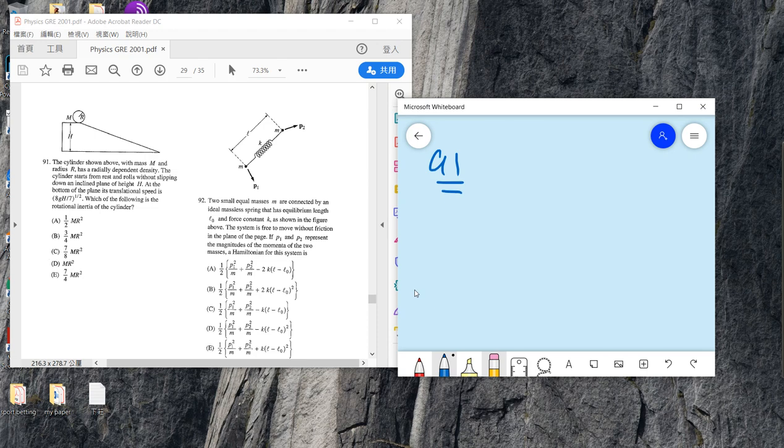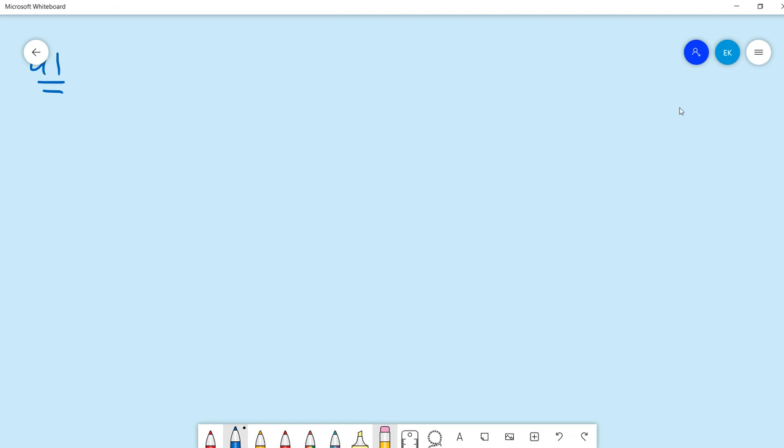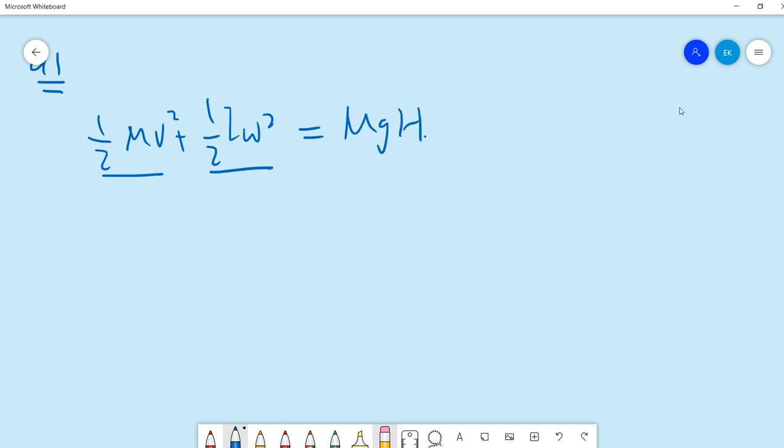Okay, so 91. Basically, you have some object which has mass m and goes down, and then somebody said that at the bottom the speed is this. What is the rotational moment of inertia? Okay, so this is very easy because the total translational energy plus rotational energy equals mgh, and omega is just v over r squared. Okay, so we have this.